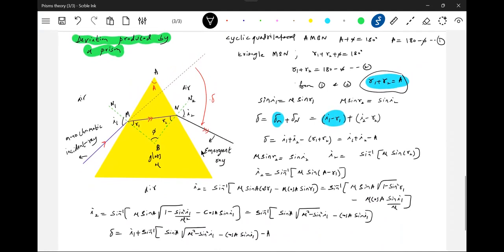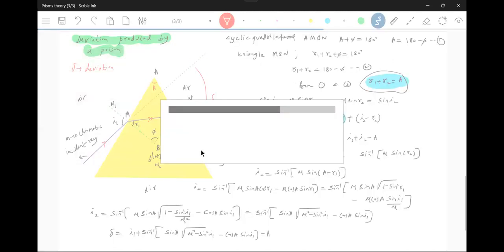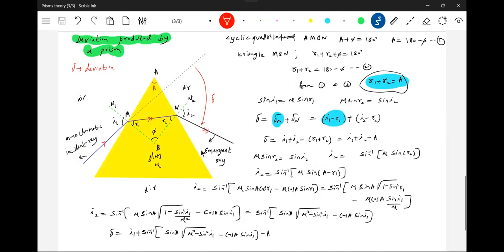So what is delta? Delta is called the deviation. So the deviation suffered by the ray of light is given by this particular expression. What is I1? I1 is the angle of incidence. N1, N2 are the normals at the incident and the emergent faces.